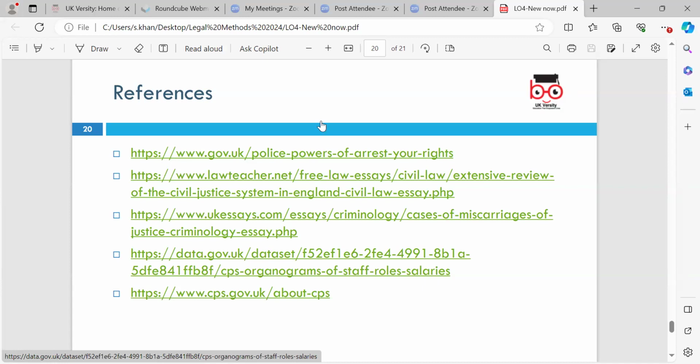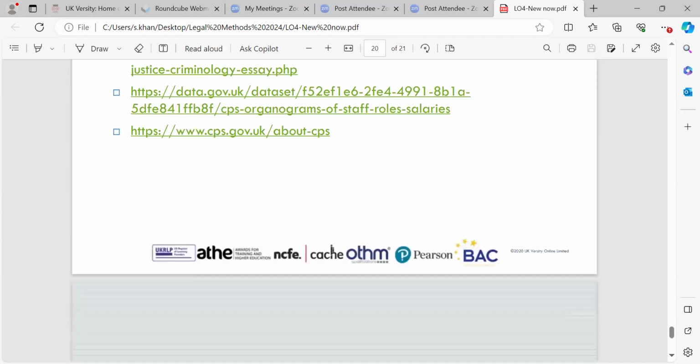So these are some of the references. We've got UK Police Officers' Rights, Powers of Arrest, which is the PACE code, Law Teacher, UK Essays, Data Government, and the CPS, the Crown Prosecution Service, that deals with the prosecutions.